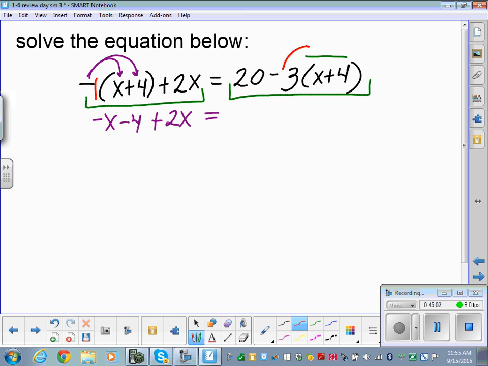So -3 times x is, now be really careful, because if you're going to distribute the negative through, once you write it down here, you're not going to double dip on the negatives. -3 times x is -3x, and then I have -3 times 4. I can't forget to multiply that -3 to everything in the parentheses. So -12. And then we won't forget about the 20, it was still there.